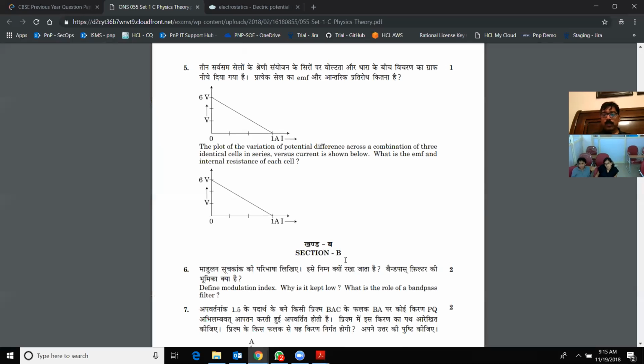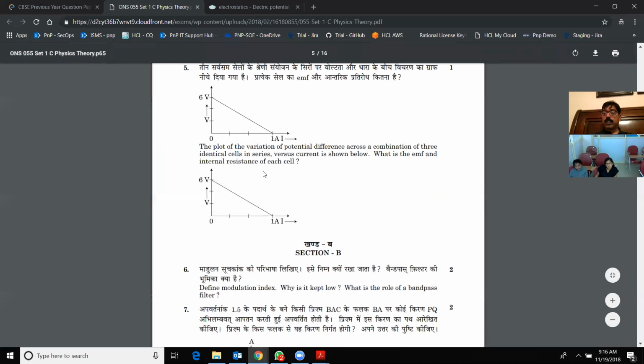So suppose here is the point. Here the voltage is highest, right? This point, 6 volt, but the current is minimum, 0. When the potential difference across the cell is 6 volt, current is 0. When the potential difference is 0, current is maximum, 1 ampere. Okay? So what is the EMF and internal resistance of each cell?